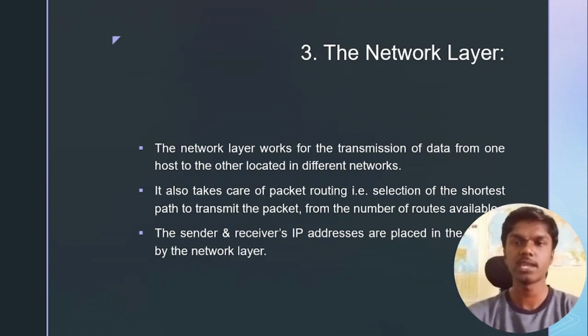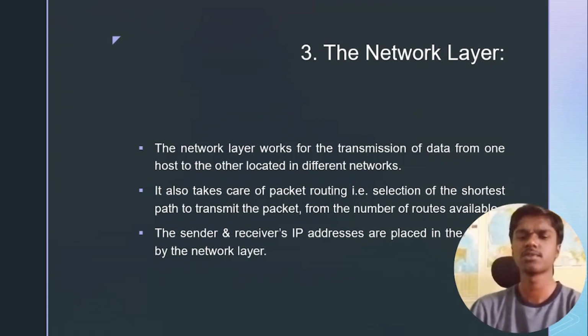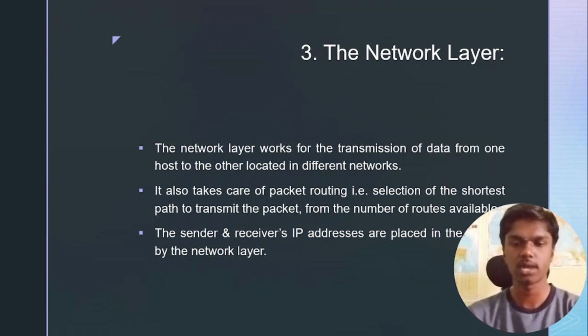As you know, there will be a number of routes to reach a destination. But what does the network layer do? It chooses the shortest path to reach the destination, that is, selection of the shortest path to transmit the packet from one host to another. And the sender and receiver's IP addresses are placed in the header by the network layer.